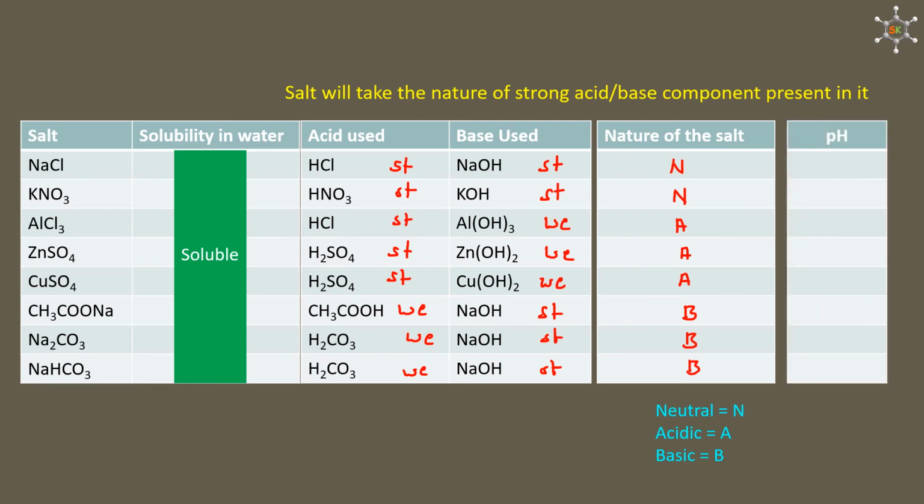So, sodium chloride salt solution pH must be equal to 7, neutral. Acidic solution means it must be less than 7. Basic means it must be greater than 7.